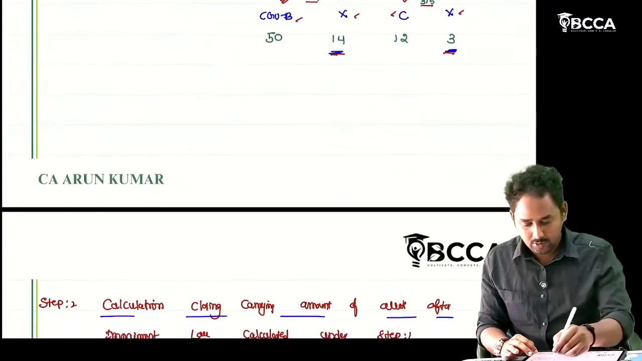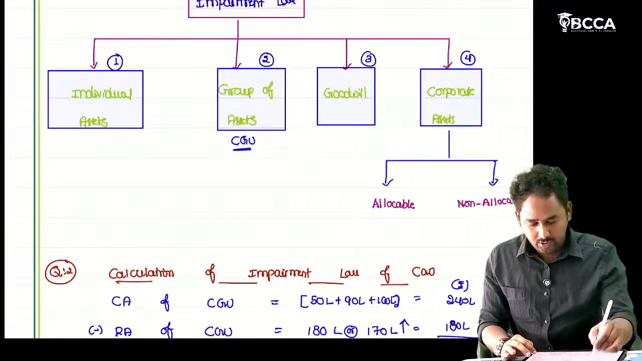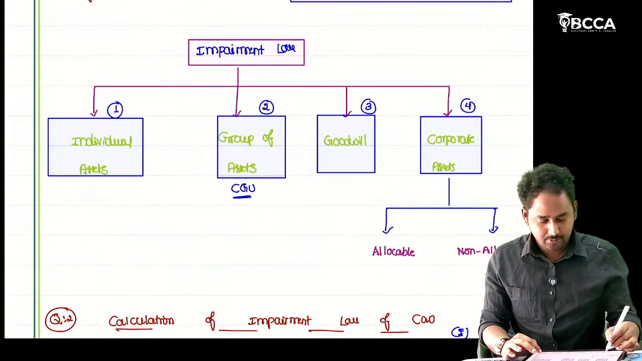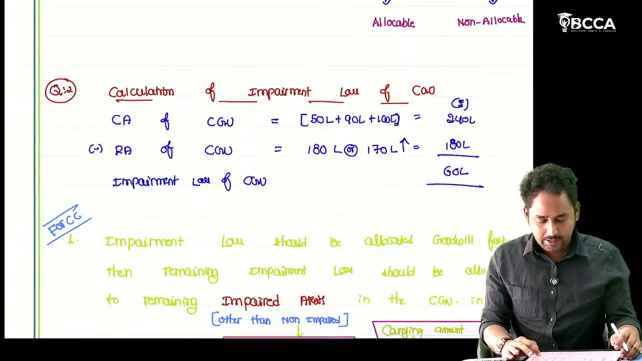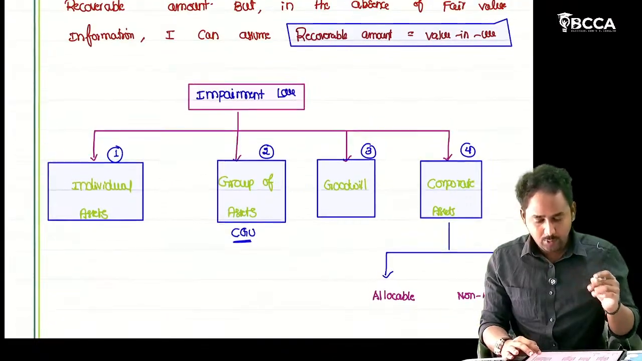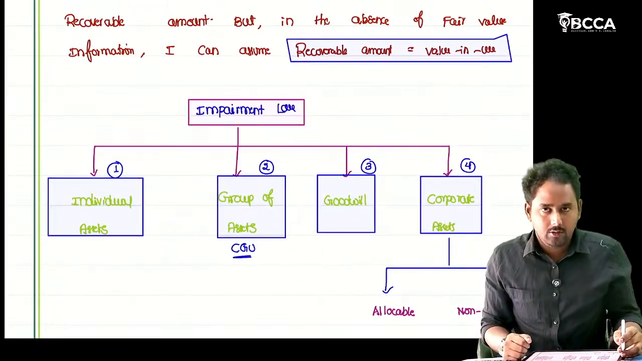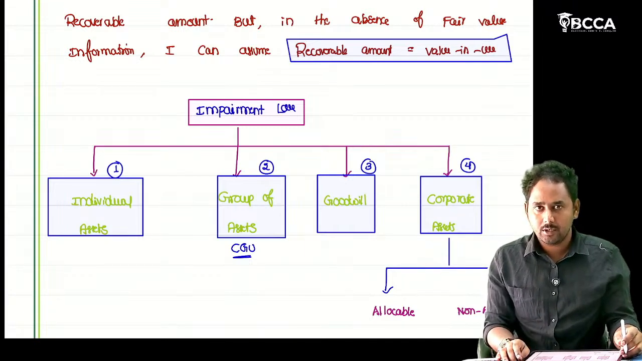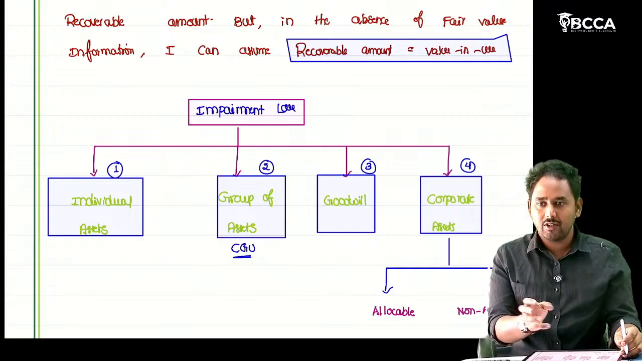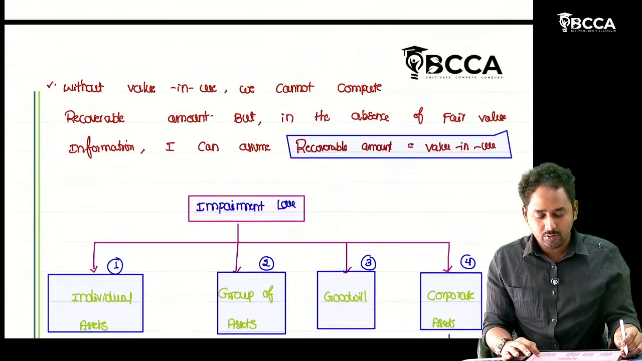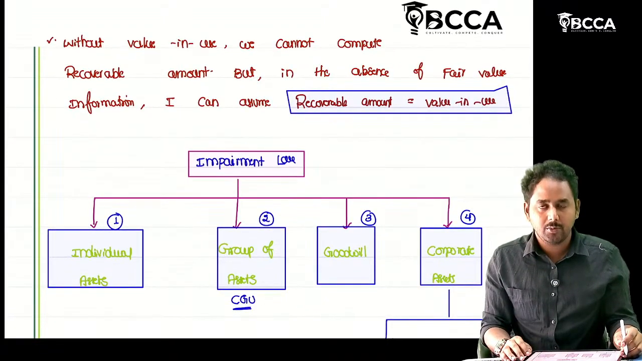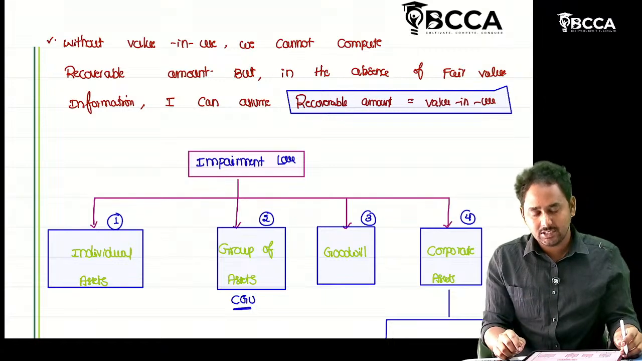Okay then, so we have completed impairment loss for corporate assets, allocable and non-allocable. Let's see the problems on calculation of the carrying amounts of the assets at the end of the reporting date, that is, for every year ending. If you want to solve this problem, you should have the knowledge of Ind AS 16 also. So you should remember the format as given in Ind AS 16.